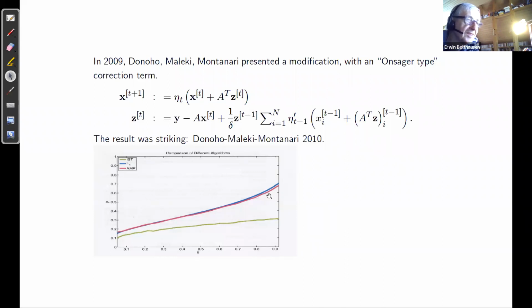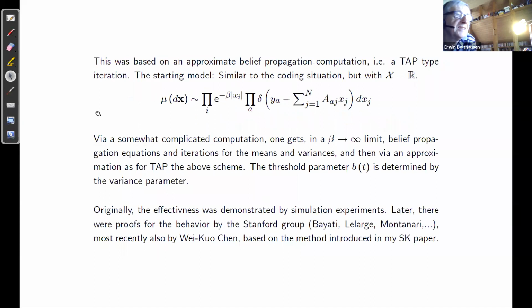Maybe there are differences, I don't know. That's based on computer experiments. I took that from a paper by Donoho and Montanari. Now I'm going very quickly and cannot give the computation, since it's actually a relatively longish computation.